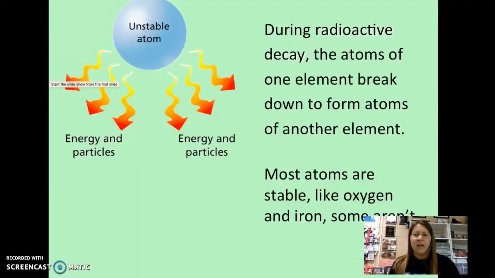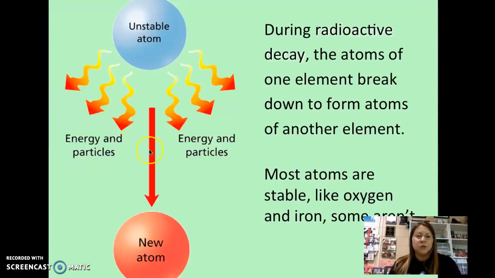So during radioactive decay, elements are going to break down. You start with an unstable atom, for example, uranium, and as it breaks down, it's going to release energy. That's where the radioactive part comes into play. It's releasing a lot of energy, gamma particles, beta particles. And as that energy is released, it's going to transition into a different atom. We're going to look at a couple different examples of those.